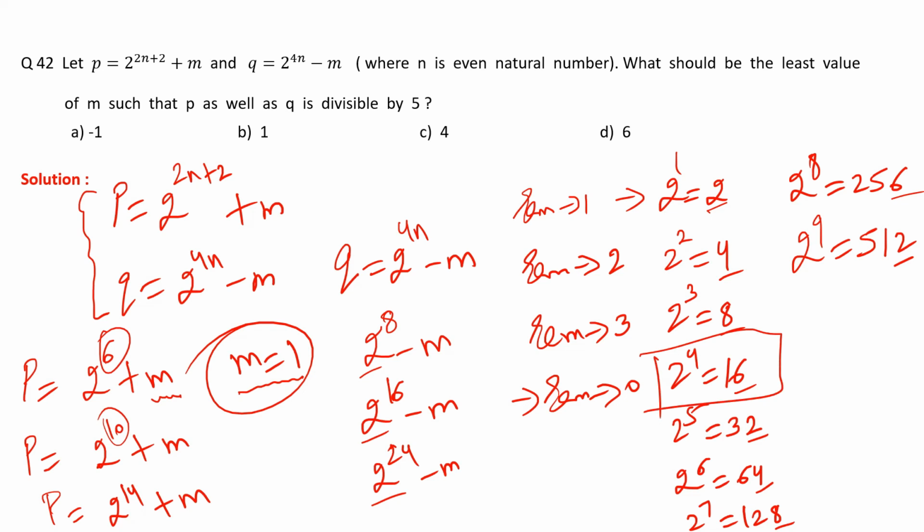So that means from 6 I need to again subtract 1 in order to make these numbers divisible by 5. Fine. So this is the common value of m that is smallest and that is making both p and q divisible by 5. So hence B option is the correct one. Now this was a nice question. Now we move to our next problem.